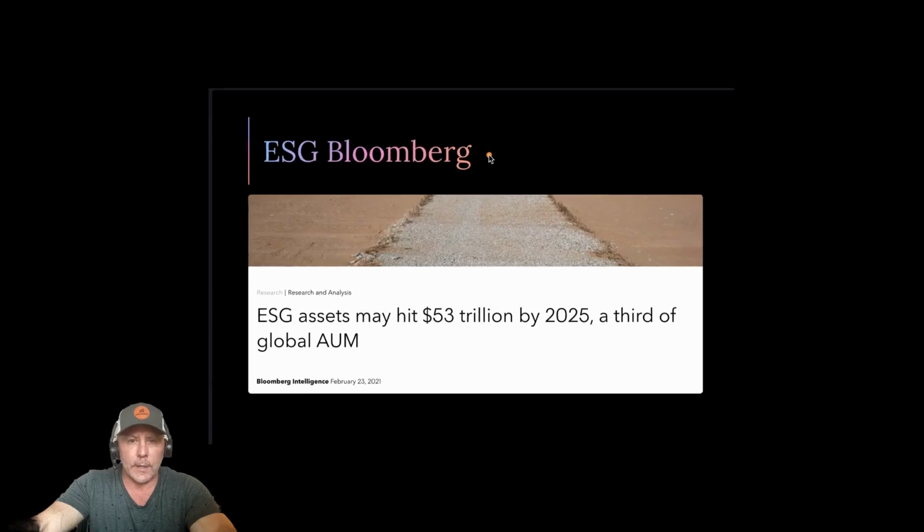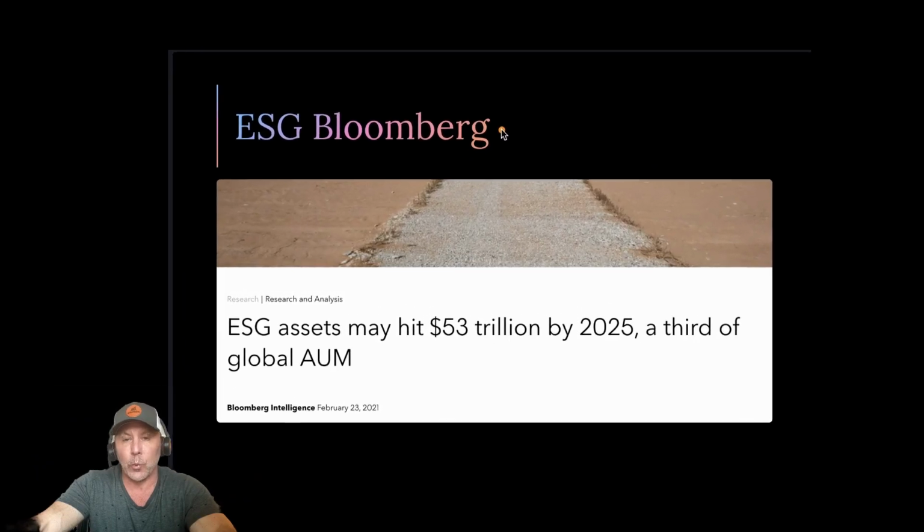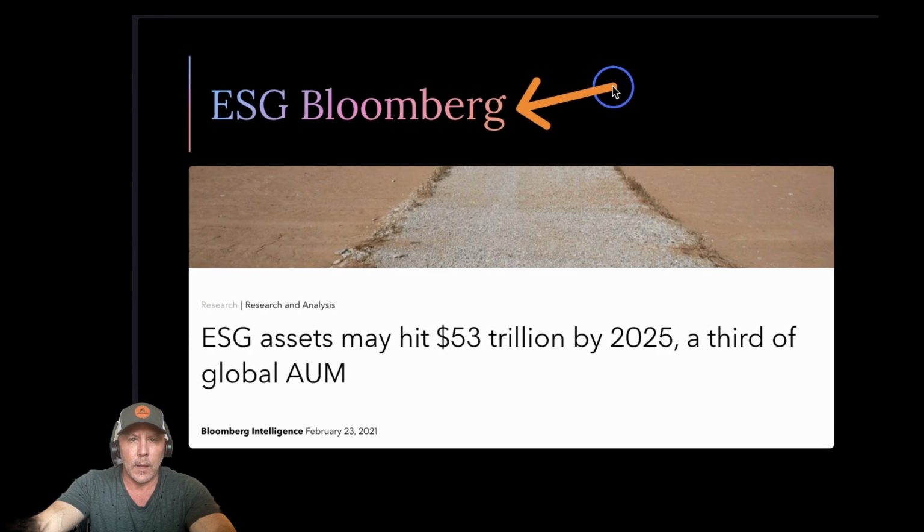Real quick on this, when I say take advantage of this, I mentioned this briefly at the top of the video, but ESG assets, according to Bloomberg, may hit $53 trillion by the year 2025. This would be a third of all global assets under management. This basically means that 1 out of every 3 assets globally is going to be ESG related.